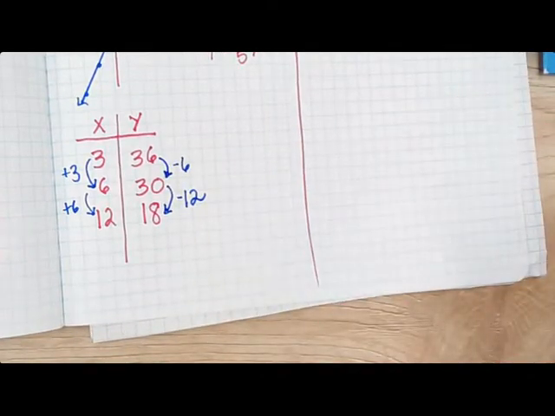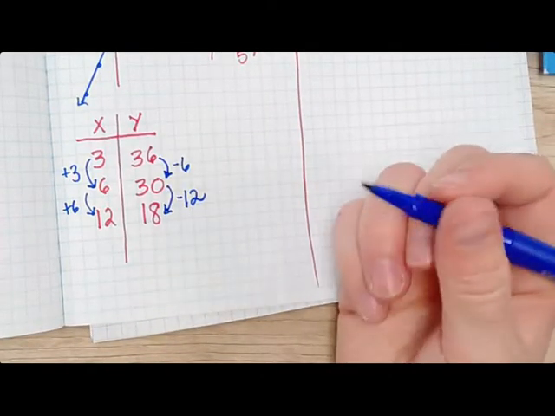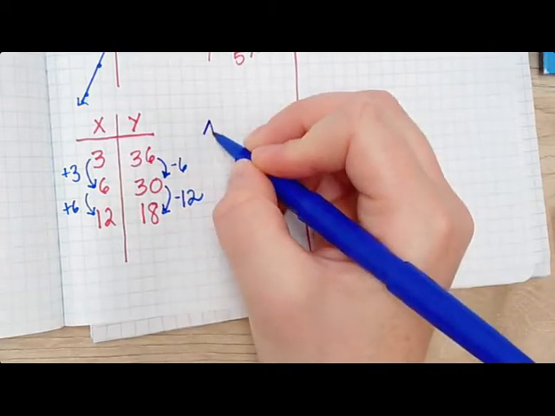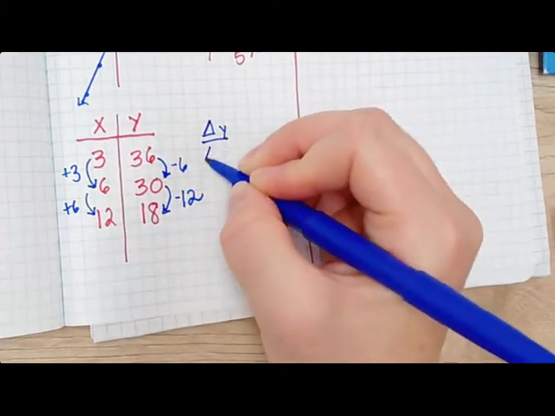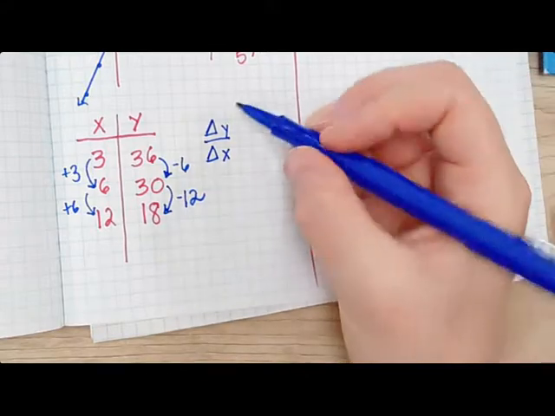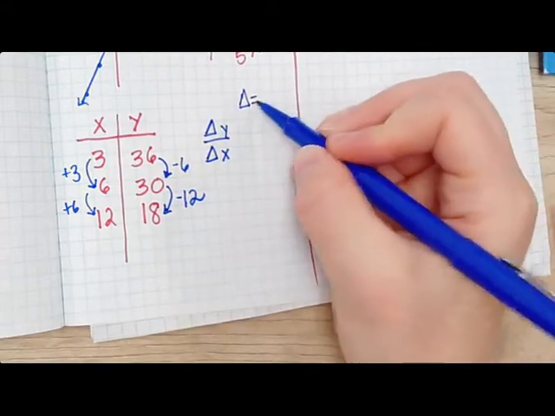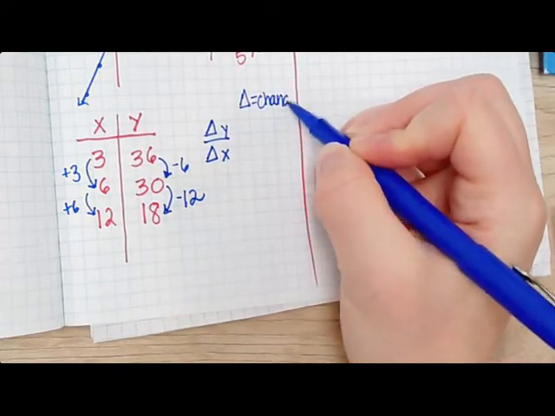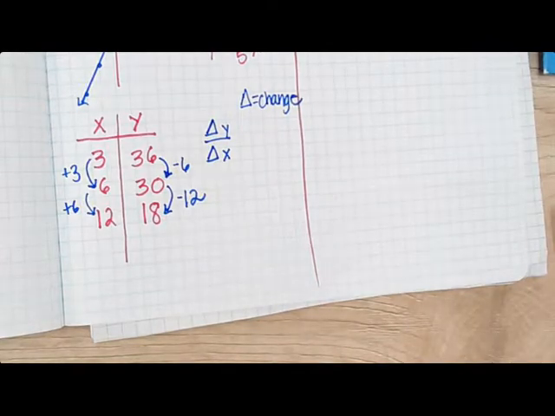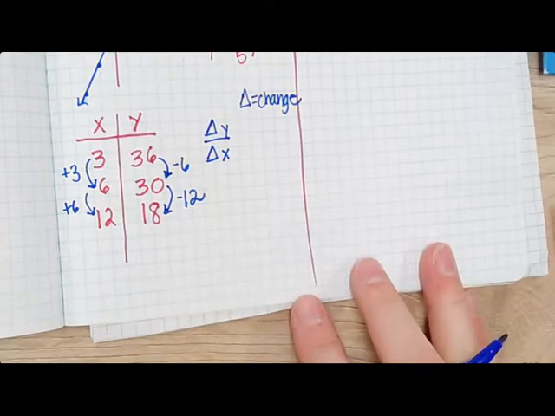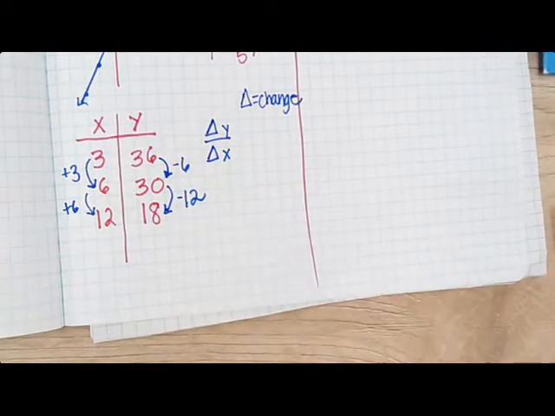So in order to say that it has the same rate of change, we do delta y over delta x, which the delta means how much did it change by. The triangle is delta, but it means how much did it change by.